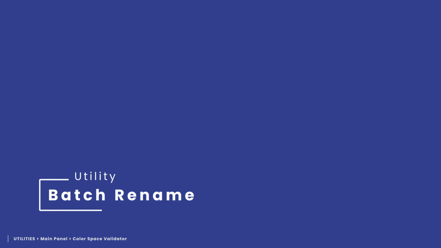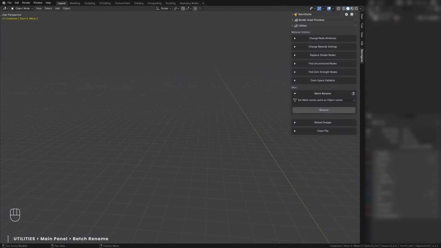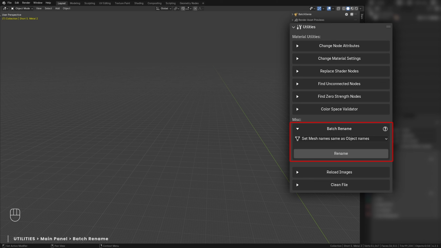Batch Rename. The Batch Rename utility may not be an all-encompassing renaming tool, but it offers targeted assistance for specific tasks, particularly useful for imported assets. Currently, there are 2 renaming options, with potential for more in the future. Let's walk through these options with a couple of examples.